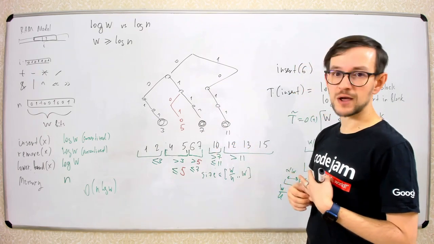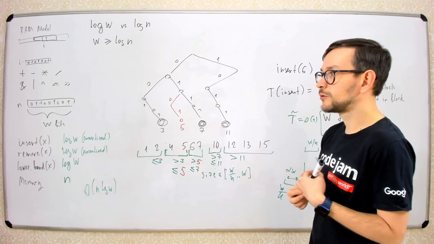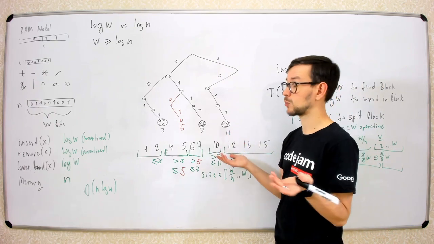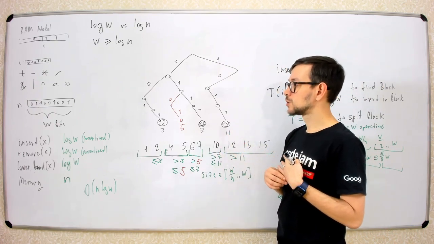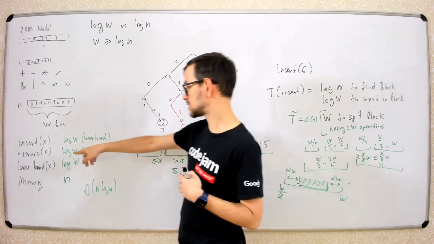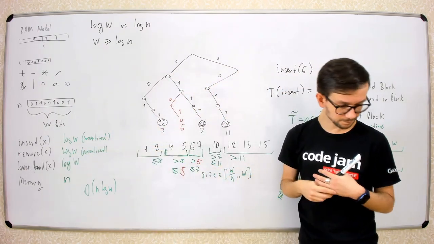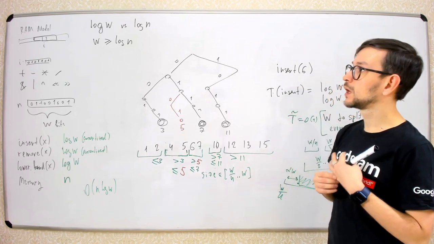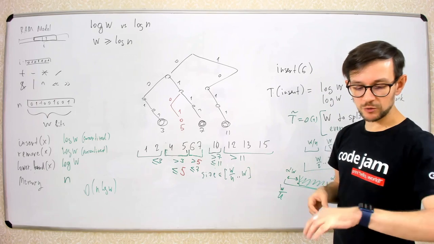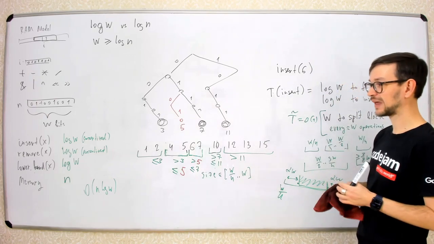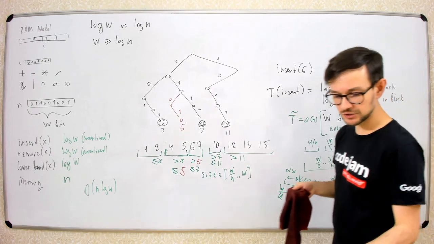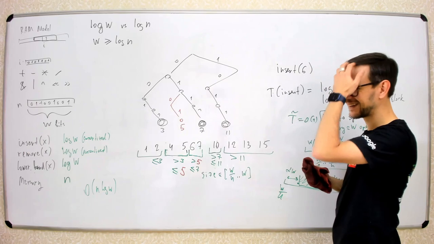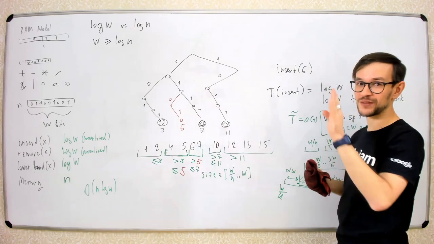But we don't have any upper bound on W. So W can be big, so why not? We can have a small data structure with very big integers. So again, this data structure works when W is small. What happens if W is big? Next lecture we'll discuss fusion trees. It's a very cool data structure. It will take full advantage of this big W.